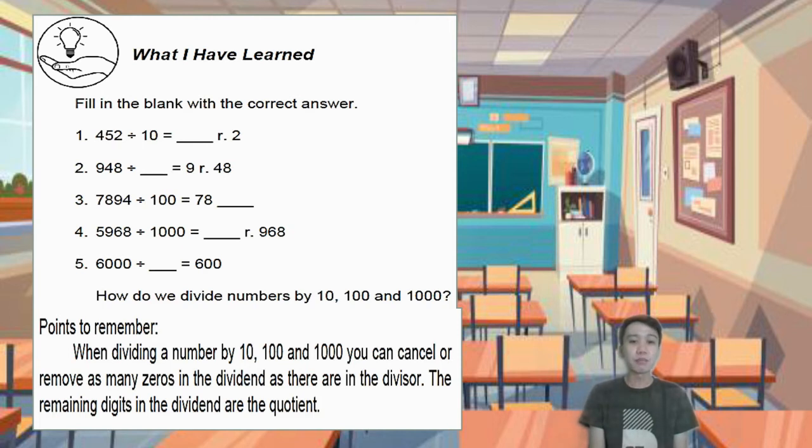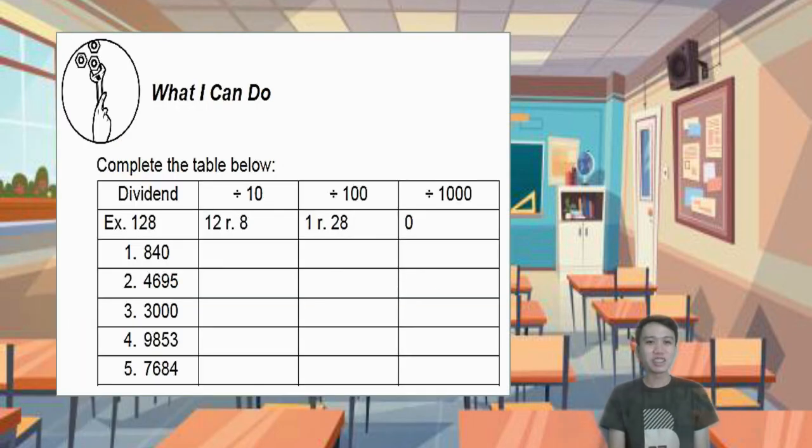How do we divide numbers by 10, hundreds, and thousands? Points to remember. When dividing a number by 10, hundreds, and thousands, you can cancel or remove as many zeros in the dividend as there are in the divisor. The remaining digits in the dividend are the quotient. What I can do? Complete the table below.